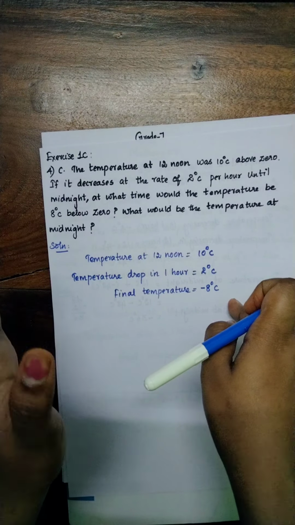Okay, we are going to follow the number line. What is our initial temperature? The initial temperature is 10 degrees Celsius. Where is 10 degrees Celsius? Here it is. At what time is it 10 degrees Celsius? It is 12 noon, right?